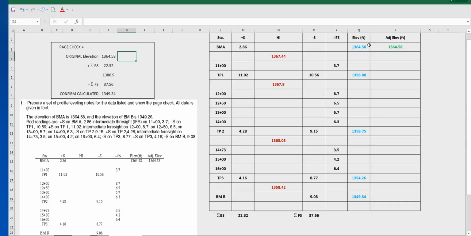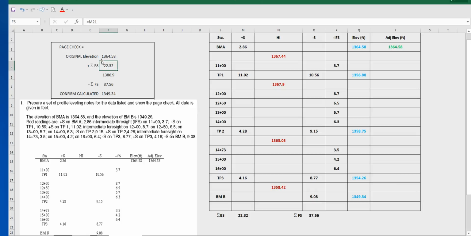We know that the beginning is 1364.58. We're going to add our backsights, and that's going to equal 1386.9. Okay? So 1386.9 minus 37.56 gives us 1349.34. So it does check. All right?